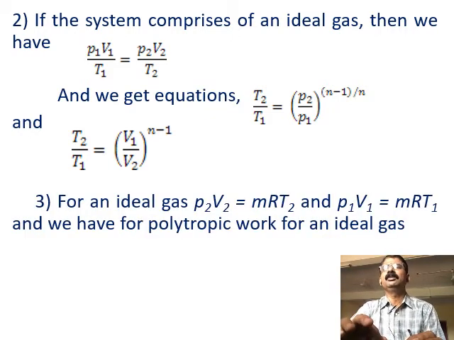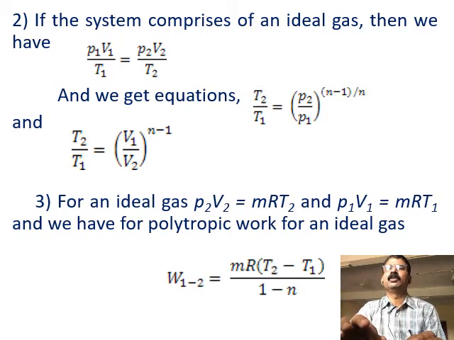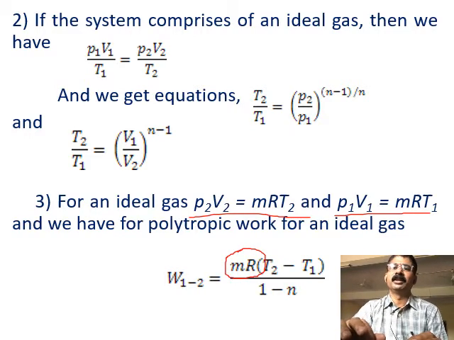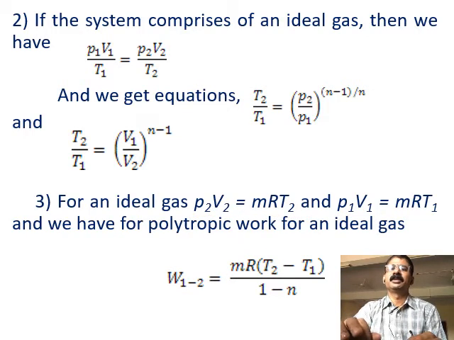Okay. Now for an ideal gas, P2 V2 is equal to mRT2 and P1 V1 is equal to mRT1, and we have polytropic work for an ideal gas as W1 to 2 is equal to mR into T2 minus T1 divided by 1 minus n. That means actually what we derived here was P2 V2 minus P1 V1 by 1 minus n. Now in place of P2 V2 you can substitute mRT2 and P1 V1 as mRT1. So mR you can take common outside, and inside the bracket you get T2 minus T1 divided by 1 minus n. So this is for the ideal gas.